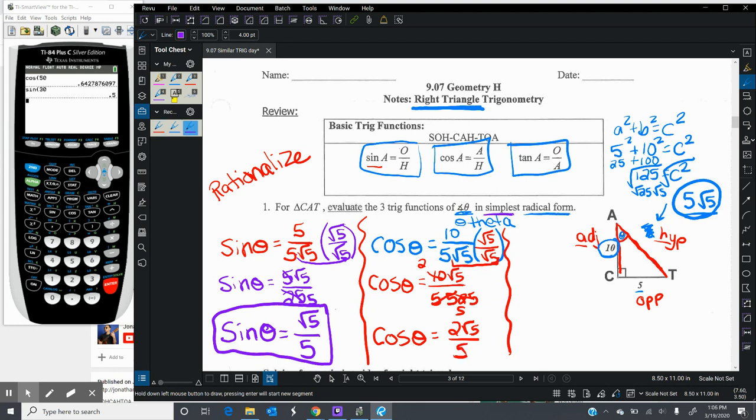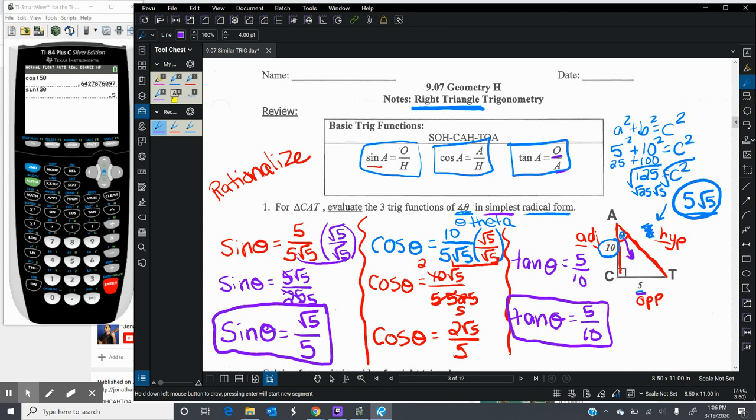And the last option is actually kind of easy. Tan theta equals opposite over adjacent. So that's the TOA, T-O-A. So the opposite from A, again, was the 5. The adjacent is 10. So we can write tan theta equals 5 over 10. So this question was just asking us to evaluate 3 trig functions of angle theta in simplest radical form. So step 1 is done.